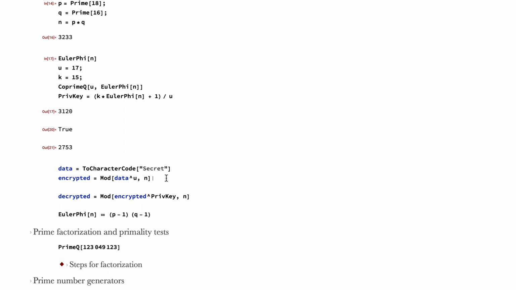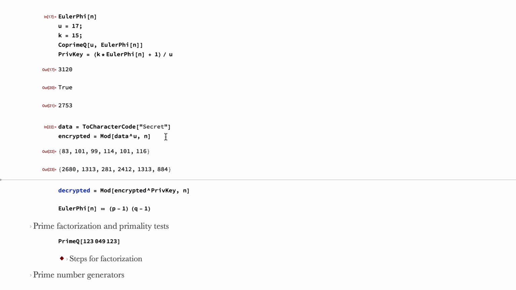This piece of code gets our data by taking a phrase, in this case "secret", and converting it into character codes. Then we encrypt it by taking that data raised to the power of e, taken mod n. We can see that our original character code is quite different from our encrypted character code, making it essentially unreadable if you don't have the private key.